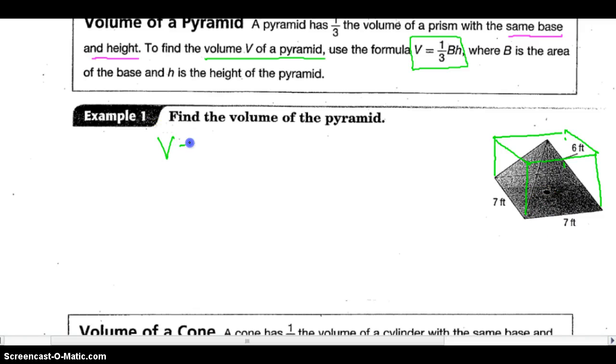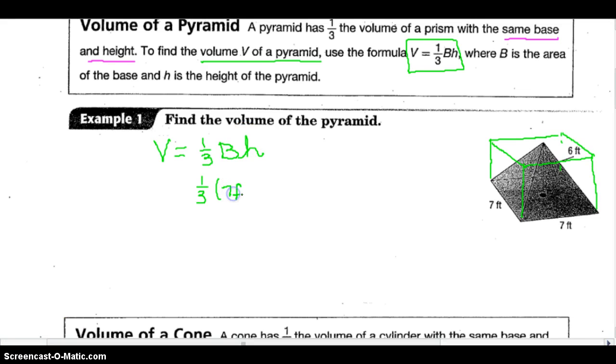So bottom line, this is our formula. For the volume of a pyramid, it's 1/3 the area of your base times your height. So it's going to be 1/3 of length times width. Let's put our feet in there. 1/3 of 7 feet by 7 feet, and it was 6 feet high, the height of the whole pyramid. This is the height. 6 feet here is the height of the whole pyramid. There's a little line that you can't see very well, and then an arrow pointing to it. So this is your height.